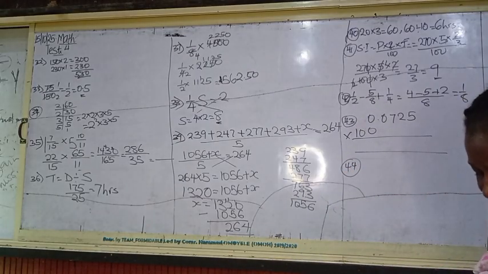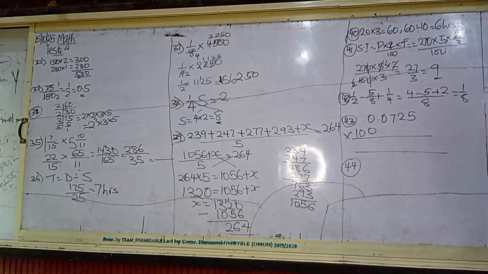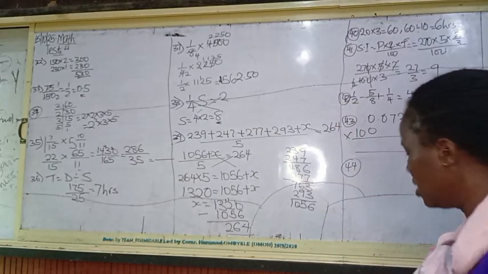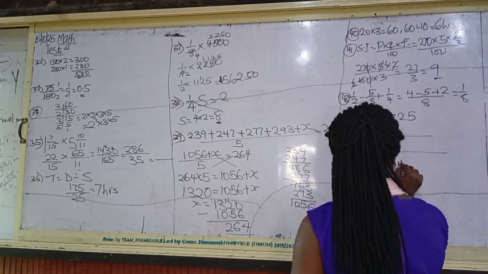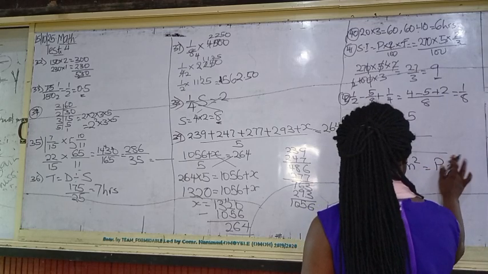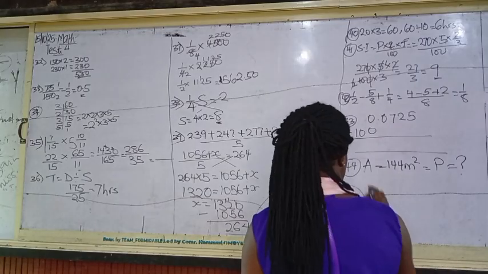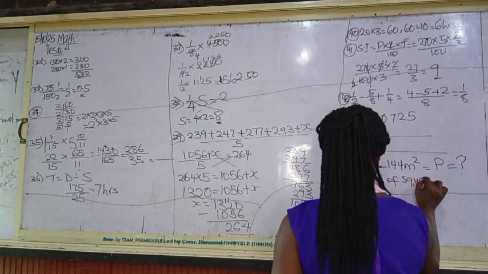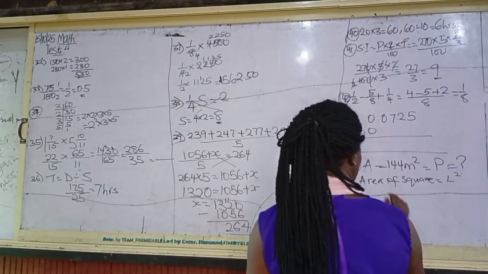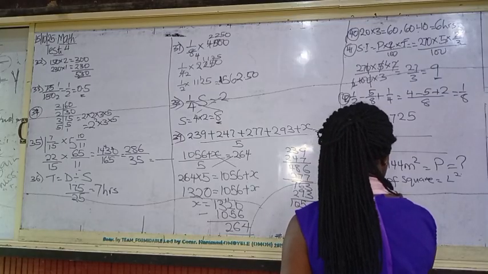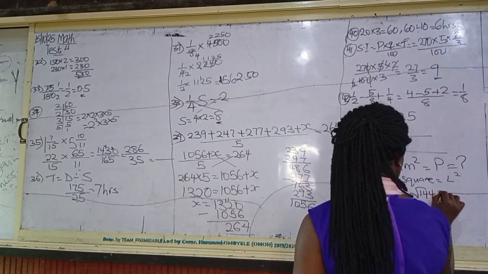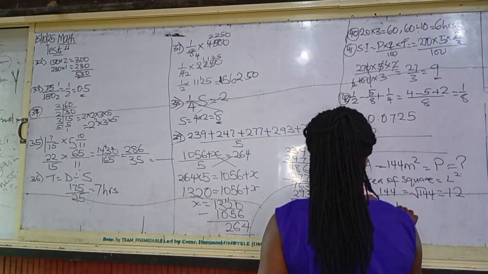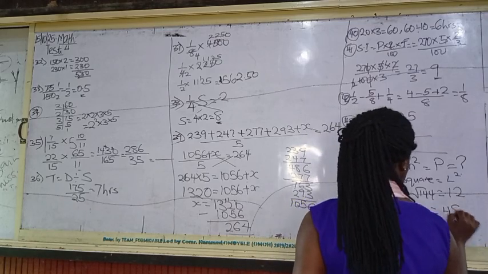Number 44 question, the area of a square room is 144 square meters. What is the perimeter of the room? They told us that the area is 144 meters square, and we are told to find the perimeter. So the formula for the area of a square is equal to L squared. So we have our L squared to be 144. So L is going to be the square root of 144, which is equal to 12. And the perimeter is 4L. So that would be 4 times 12, which is equal to 48.